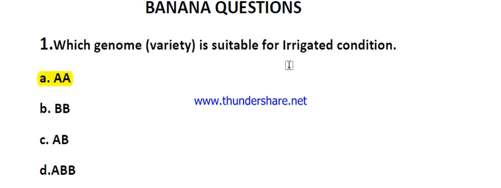But in rain-fed condition, double B genome is suitable. Like if a question asks about rain-fed condition, your answer will be B and D.